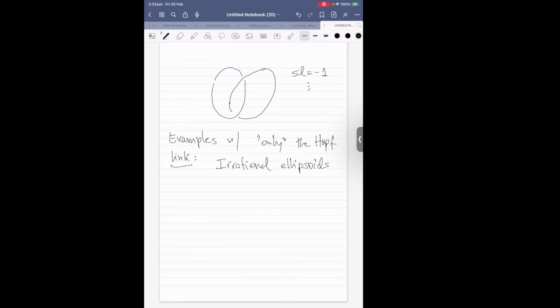These are Hopf flows on the tight 3 sphere, which have this pair of periodic orbits. They form a Hopf link, and there's nothing else. No other periodic orbits are there.